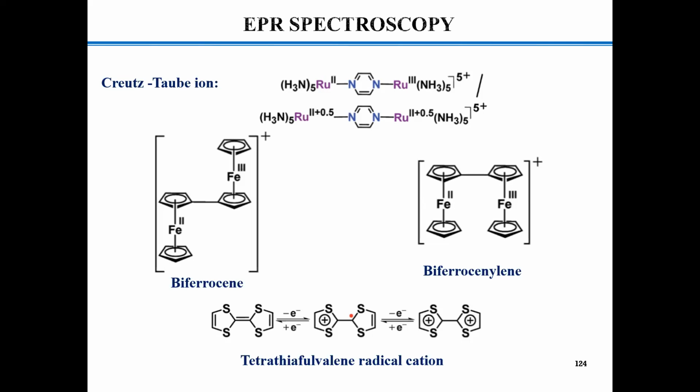Now, if you want to do it at the laboratory level, then you have to have the model compound. The first model compound, the mixed valent compound, was the Creutz-Taube ion. We know that very simple compound, the first compound. And later on, I think in 85, he got the Nobel Prize for understanding the electron transfer behavior over here. This is the molecule which is a Nobel Prize winning molecule.